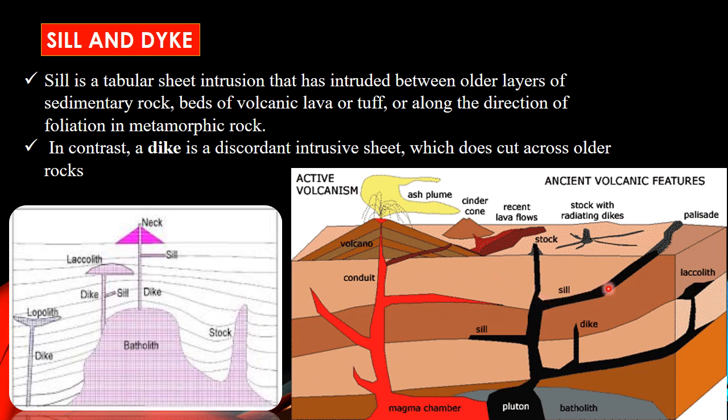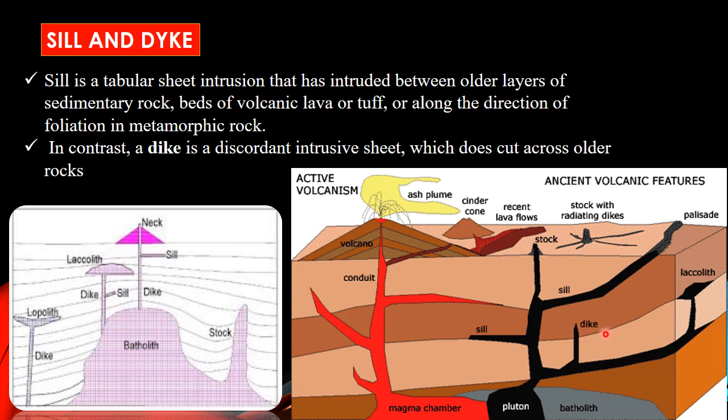Sill is a horizontal formation of the magma between the two rock beds. The rock beds are nothing but sedimentary rock. It may be metamorphic rock. So between them, the intrusion of magma is formed, and this structure is known as the sill. Whereas the dike is a vertical intrusion of the magma in between a particular rock formation or particular rock strata, and there is a particular formation of a column which is known as the dike.